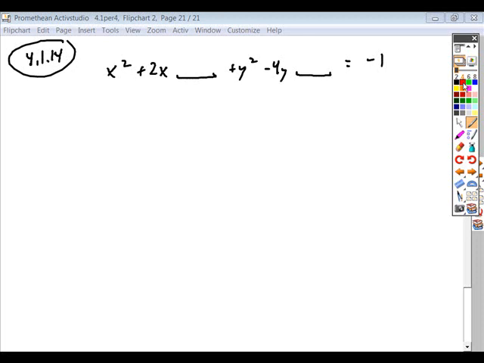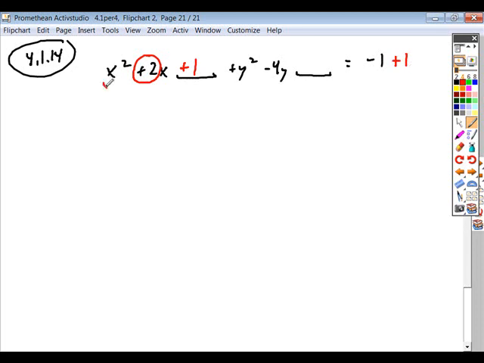Okay, once I have it set up this way, what I can then do is complete the square. In order to complete the square, you're going to take 1/2 the first degree term's coefficient and square that value. So 1/2 of positive 2 is positive 1. When you square positive 1, you get a plus 1. You're going to add that to both sides of the equation to maintain the balance.